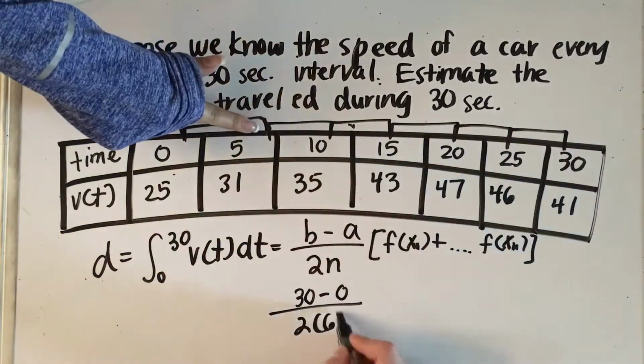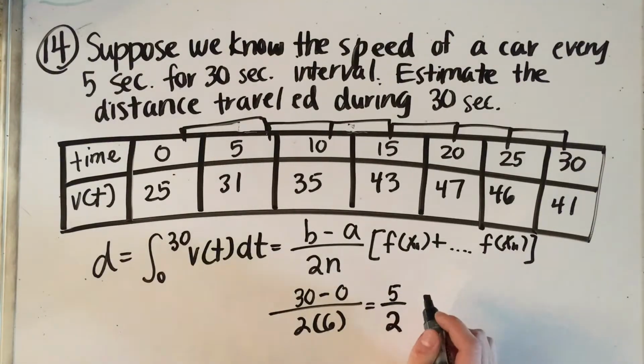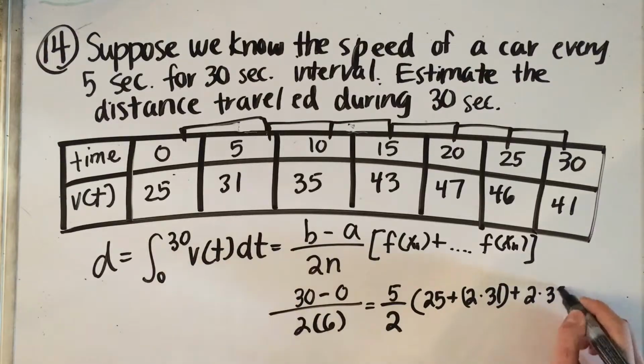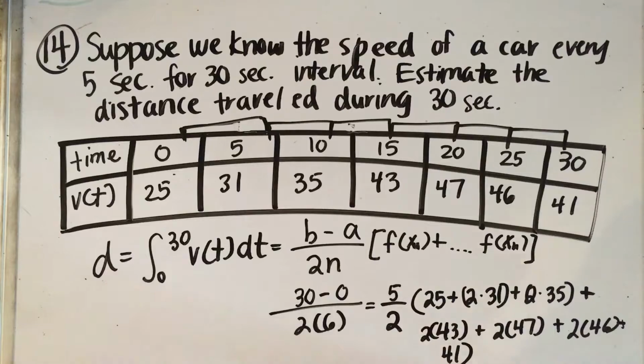First, we subtract the limits, 30 minus 0, and we put that over 2 times the number of trapezoids, in this case 6. Once simplifying that down to 5 halves, we can then multiply by the bases of the trapezoids. Remember, the first base and the last base will not be multiplied by 2, for they do not share any sides. Once simplified, we get approximately 1,175 feet.